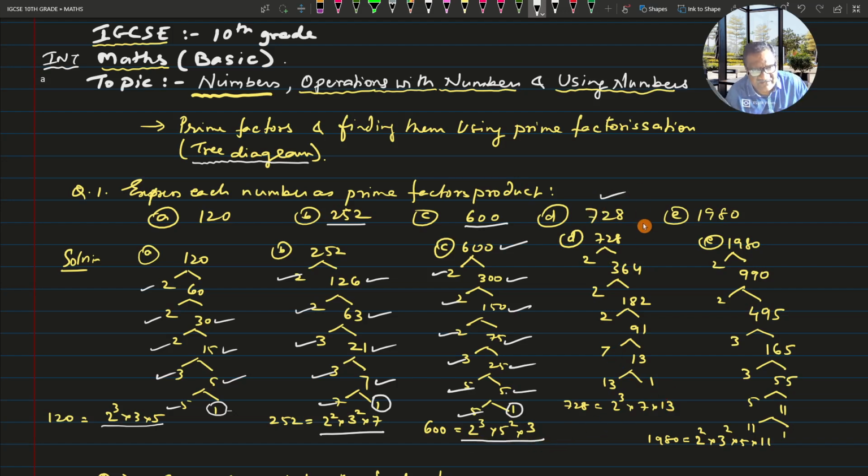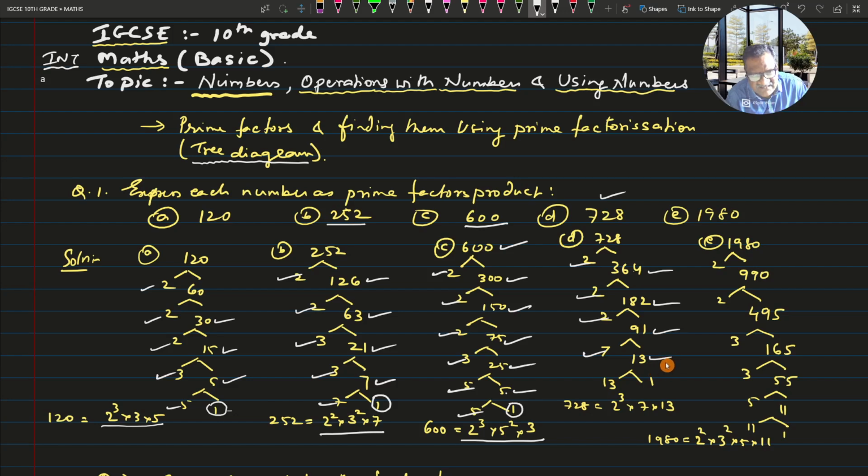Same way, 728. 728, you start with 2. So 728 divided by 2 will be 364. 364 divided by 2 will be 182. 182 divided by 2 will be 91. Now 91 is directly divisible by 7, right? Because 91 cannot be divided by 2, 3, 5 also it is not divisible. So by 7 you try. So 91 divided by 7 you get 13. So write 7 over here, 13 over here.